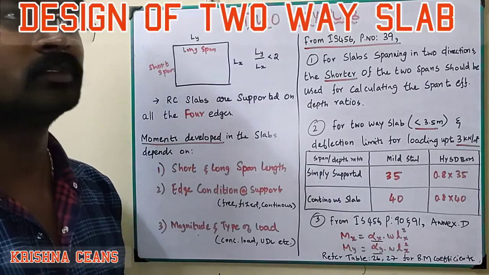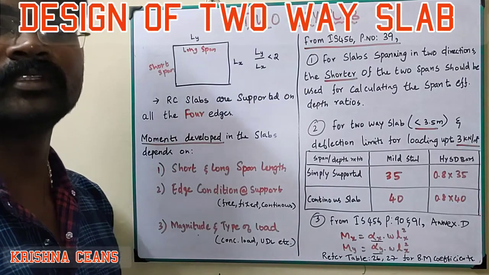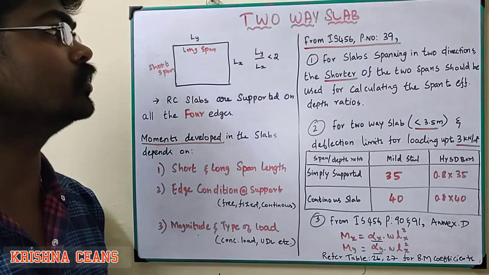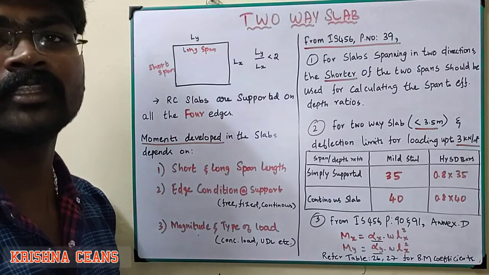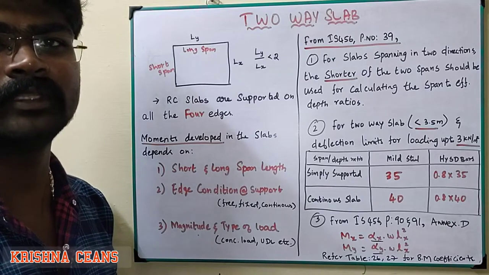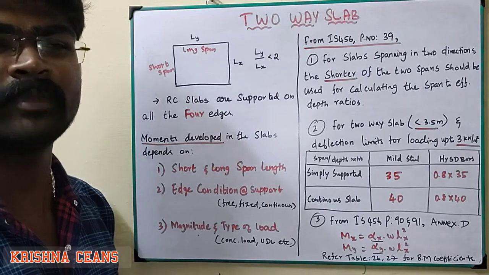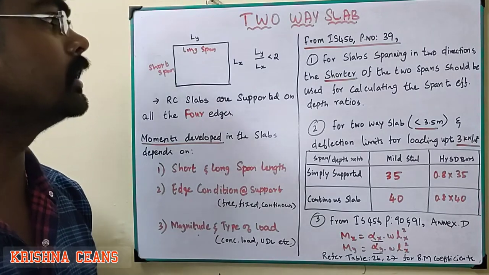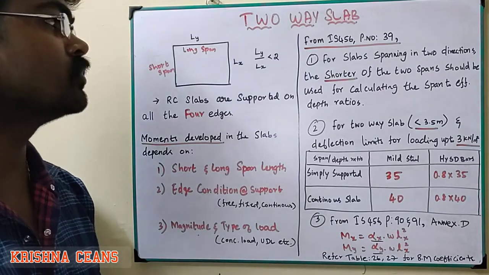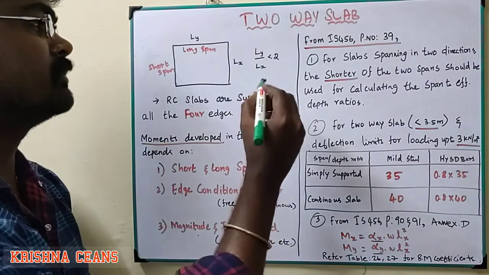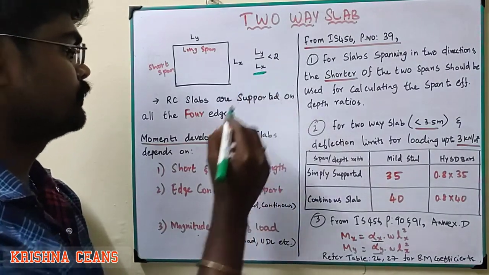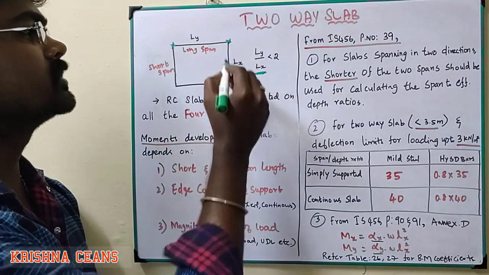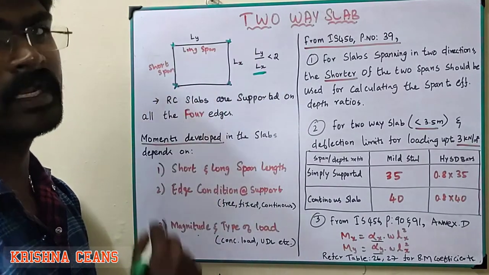Hello everyone. In this video we will discuss the two-way slab. As we discussed in the previous video, the introduction to slabs, the one-way slab and the related design. Now in this video we will go to the two-way slab. What is meant by a two-way slab? First of all, if the slab is supported on all four edges, we call it a two-way slab.